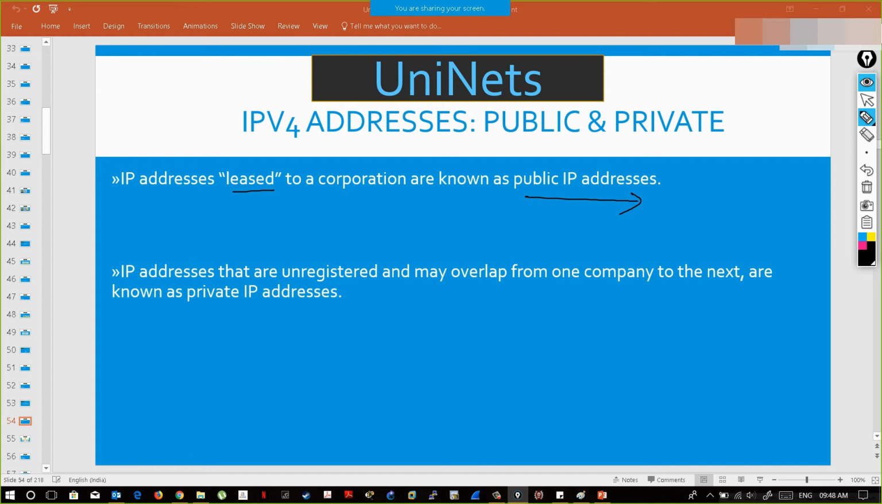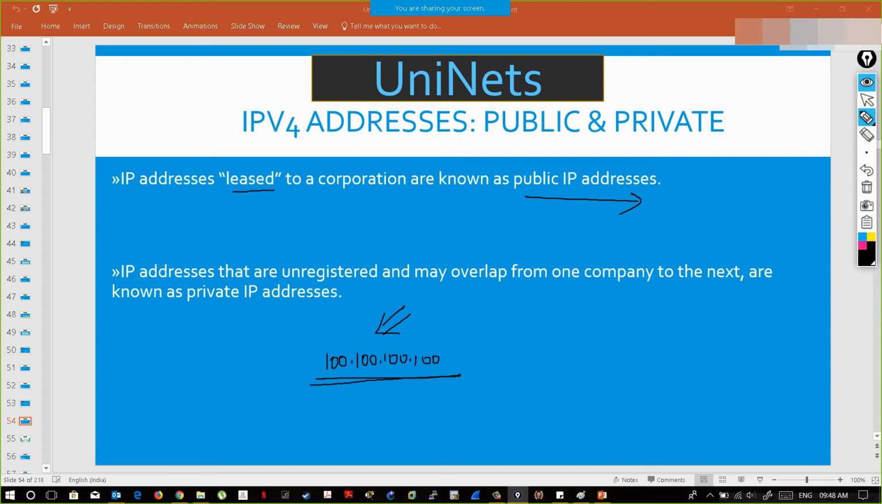If you are taking an ISP connection, you will get an IP. Suppose your IP is 100.100.100.100, right? This is your IP. In the world, wherever you go and check in the public network, you will never find another 100.100.100.100. You will only have this IP. It is leased to you.